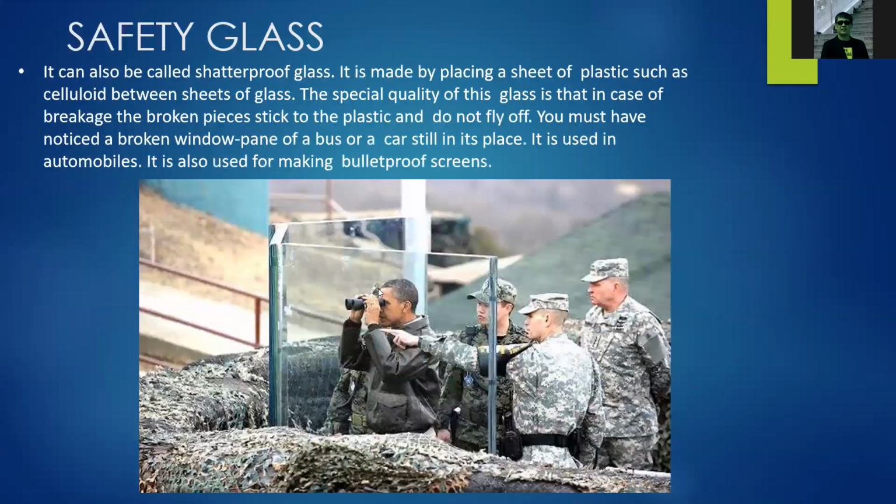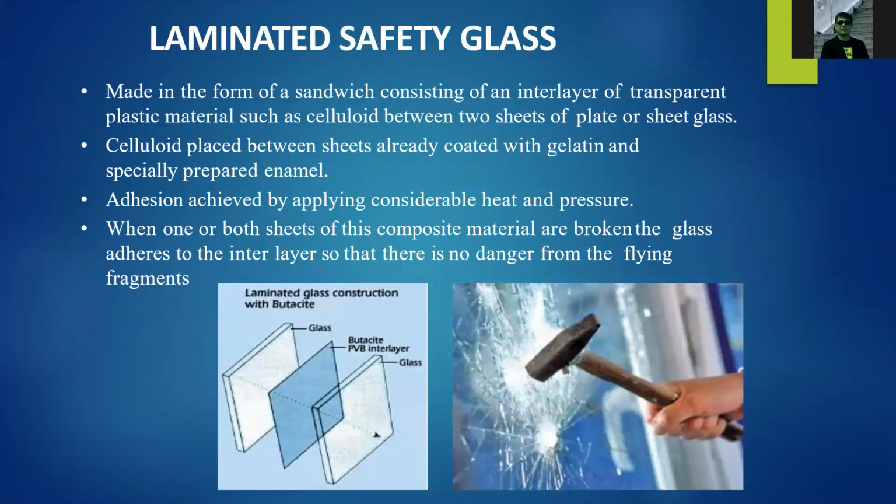So the laminated safety glass, so safety glass can also be shatterproof. This can be a bulletproof screen used for firing ranges. It can also be used for armored vehicles. So this is the laminated safety glass.